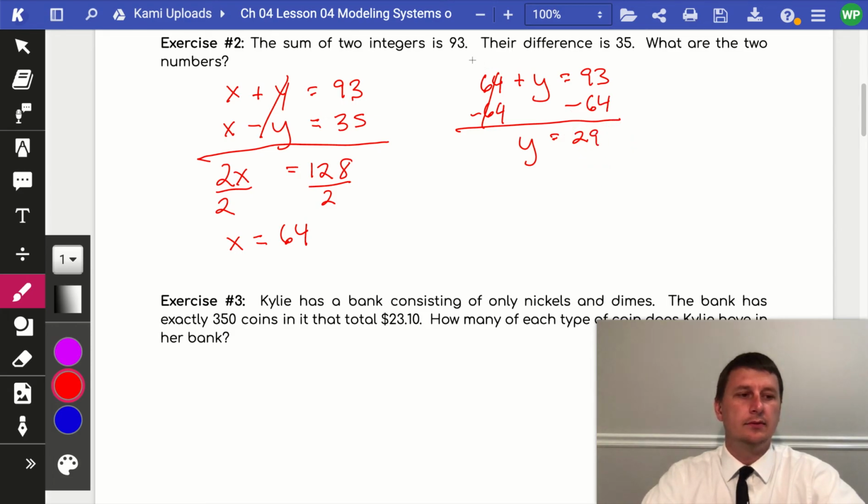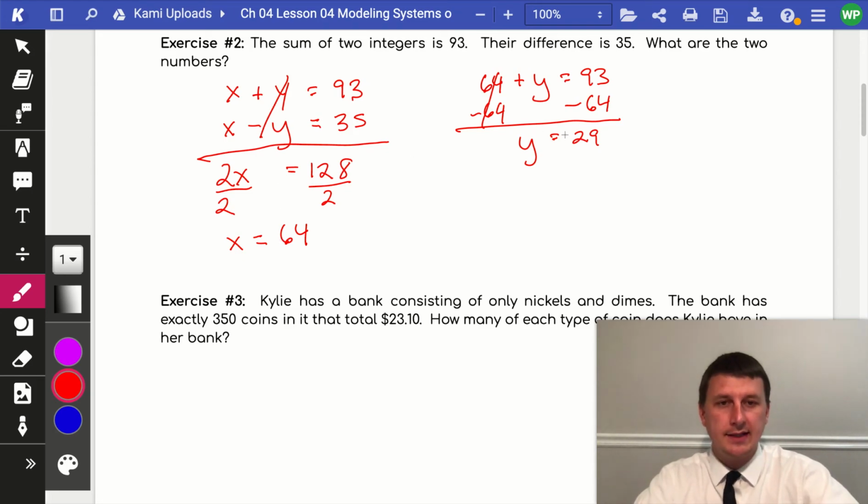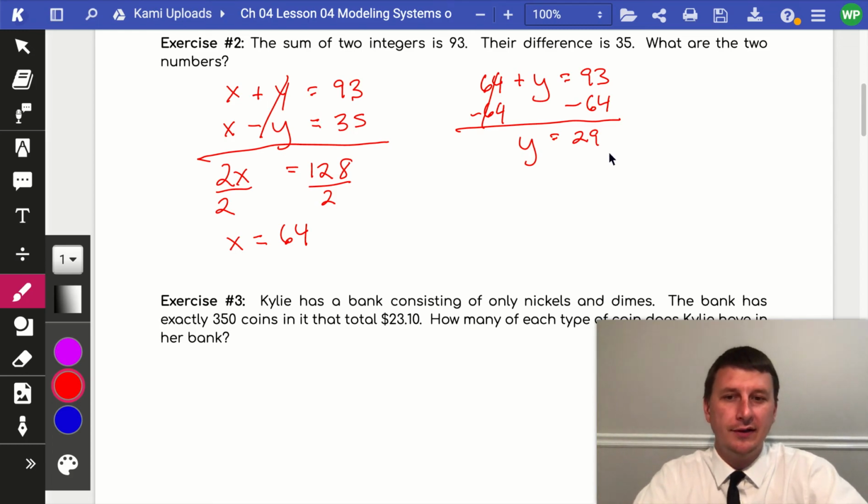And now that I have my x value and my y value, I know my two integers that add to 93. Let's check: 64 plus 29, yes, is 93. And when you subtract them, do you get 35? 64 minus 29? Go ahead, try it. I guarantee you it's 35. We found those two answers using a system of equations and solving it by elimination.